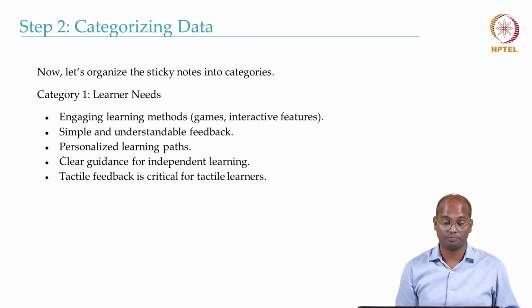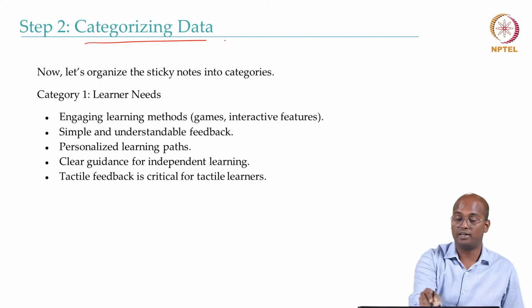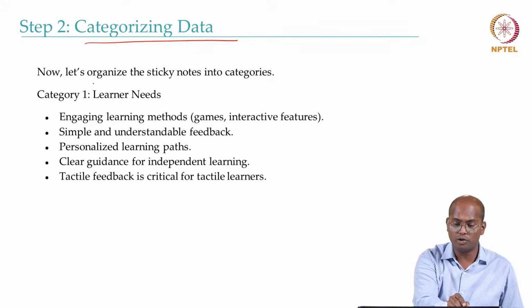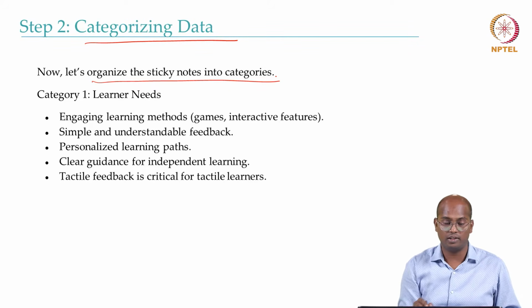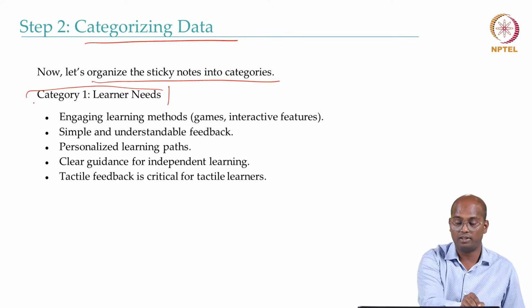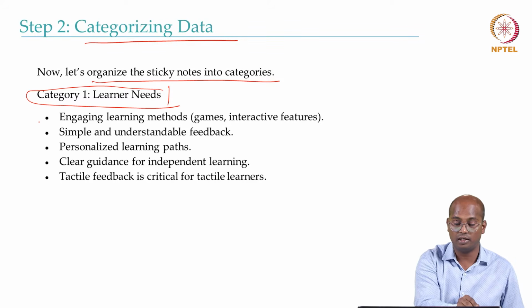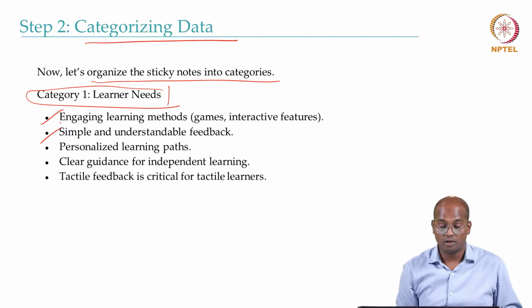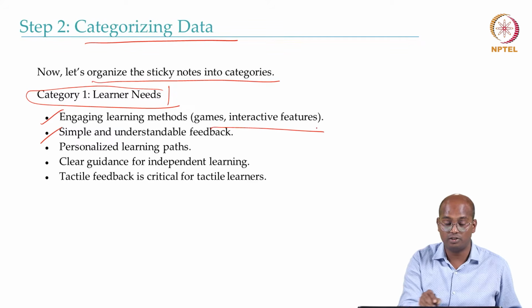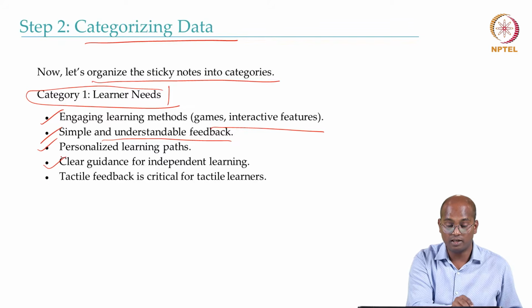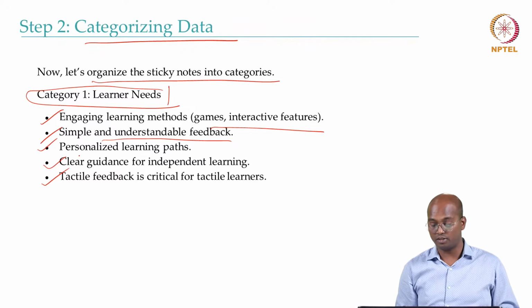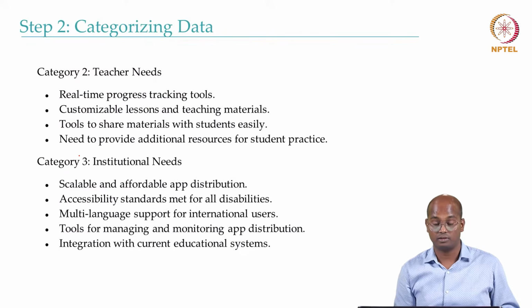the solution. So step 2 is categorizing the data. Let's organize the sticky notes into categories. So first category is the learner needs. So here the engaging learner methods, game interactive features, simple understanding feedback, personalized learning paths, clear guidance, and tactile feedback is critical for the tactile learners.